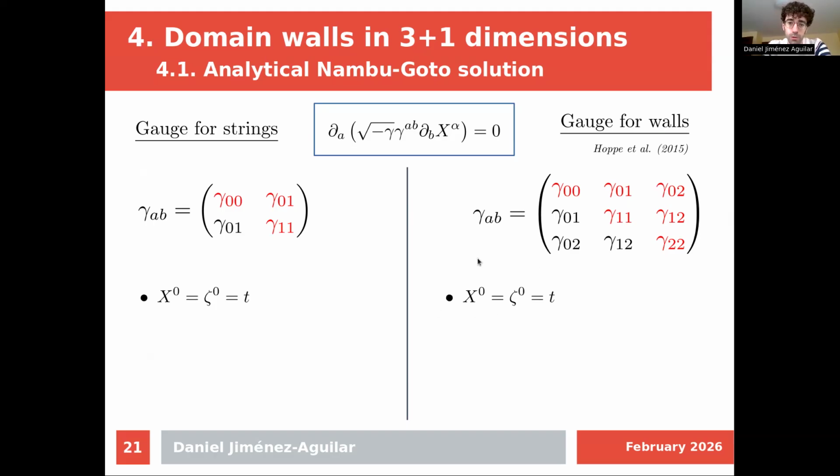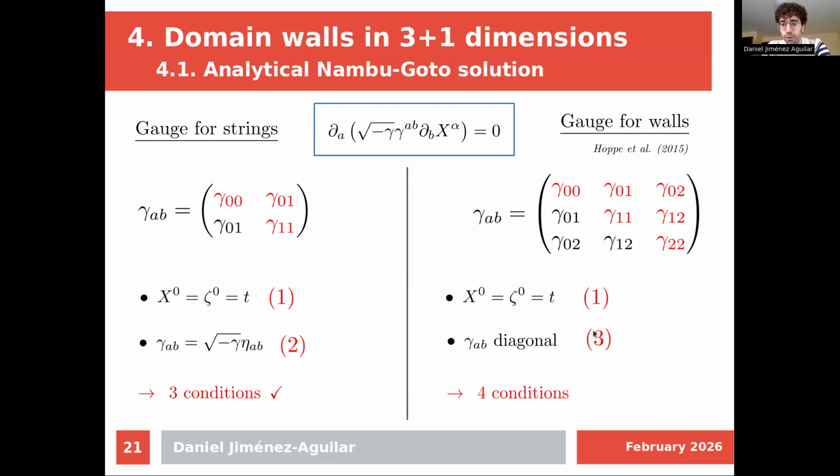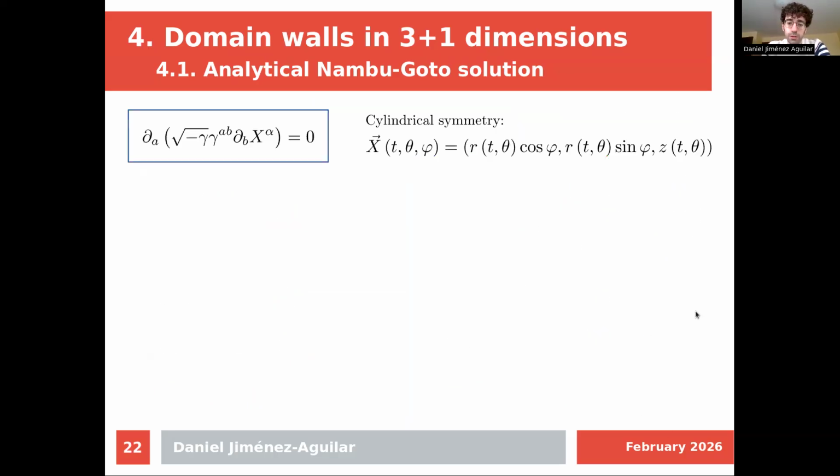As before, we will make this choice for the 0 coordinates, but now instead of imposing conformal flatness of the metric, we will just impose a diagonal metric. In the case of strings, these are 3 conditions, so the gauge is completely fixed. But now note that these are only 4 conditions, not 6. But this is convenient because now we can use the remaining freedom to parameterize the wall like this. And here I'm just focusing on cylindrical symmetry for simplicity.